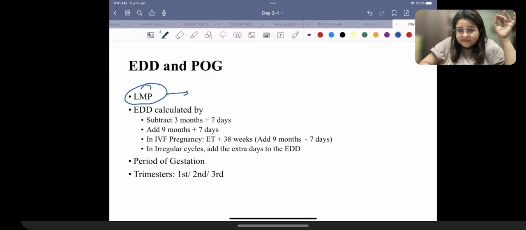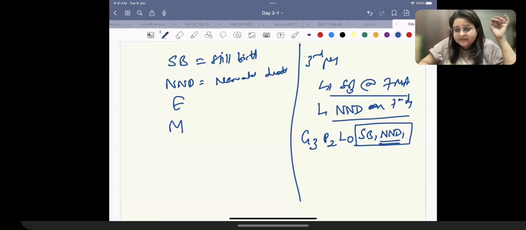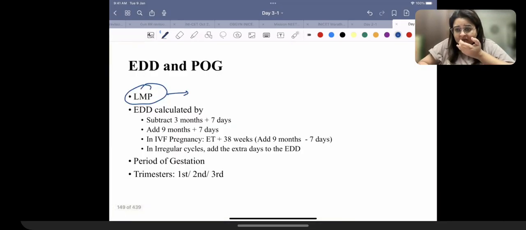LMP, we always take how P2, because she had a stillbirth at 7 months and then she had a neonatal death on the 7th day. She had two para babies, na, stillbirth था 7 months. 7 months is above 28 weeks. ठीक है? Okay.